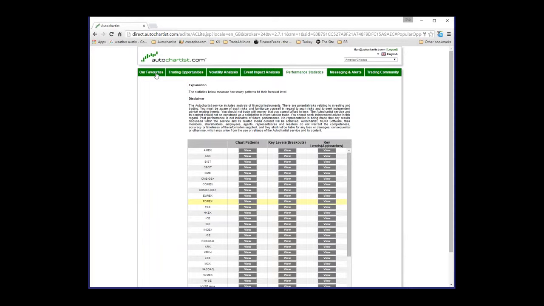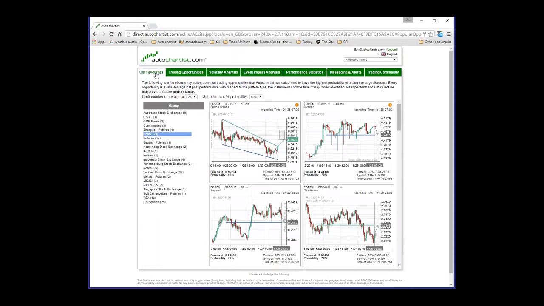But what the smart guys at Autochartist did is they created this new section which we call Our Favorites. And Our Favorites basically combines the trading opportunities together with the performance statistics, right? So again, I need to give a disclaimer that past performance might not be indicative of future performance, but these opportunities here are the ones Autochartist believes are most likely to hit their target region with respect to the last 6 months worth of performance, right?